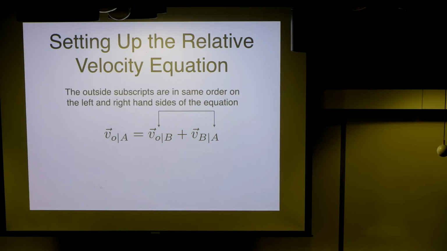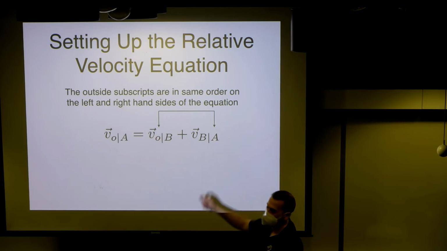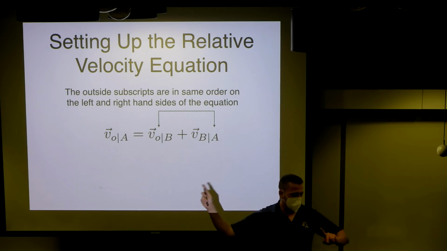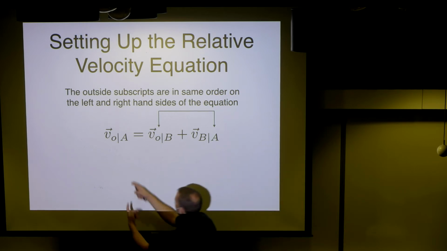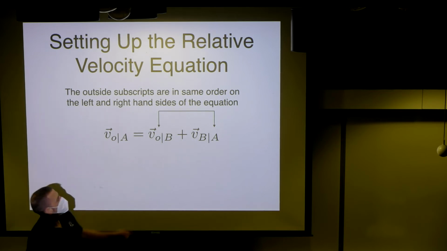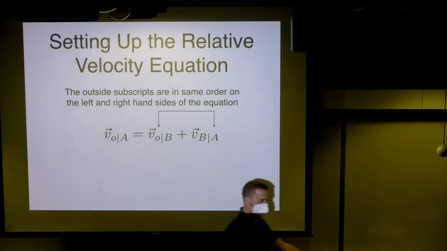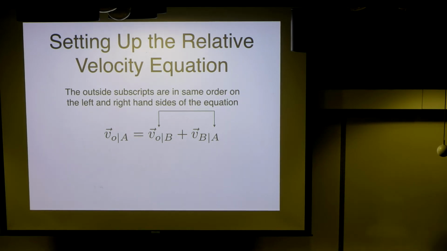So notice something here. The subscripts on the outside, that would be O and A, appear in the exact same way on both sides of the equation. My outside subscripts over here are O and A, and over here they're O and A. So they just match in that sense on the left and right side.